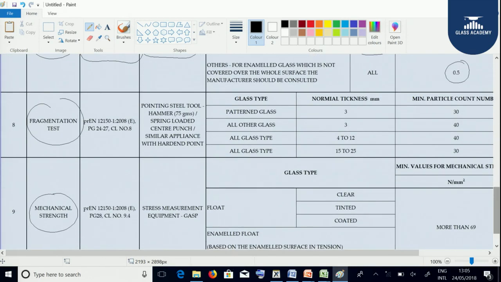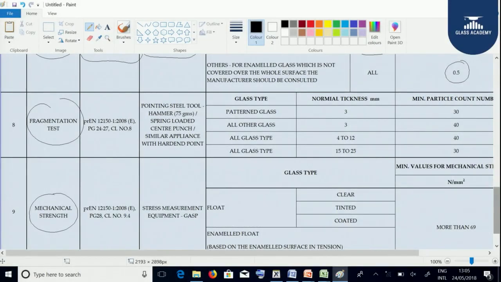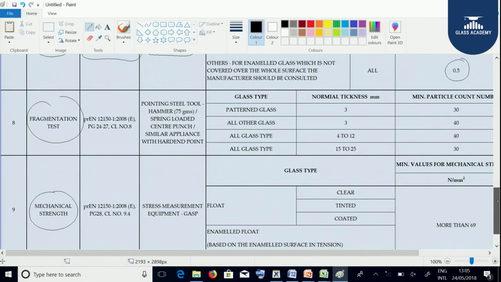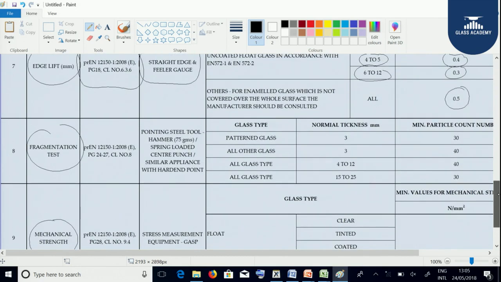Next, let us take the fragmentation test. Generally, by looking at the glass, whether it is a toughened glass, a heat strengthened glass or an annealed glass, one may not be able to distinguish which type of glass it is. That can be determined through the fragmentation test or through a non-destructive method, that is with the help of stress levels. Let us take the destructive method of test, that is the fragmentation test.